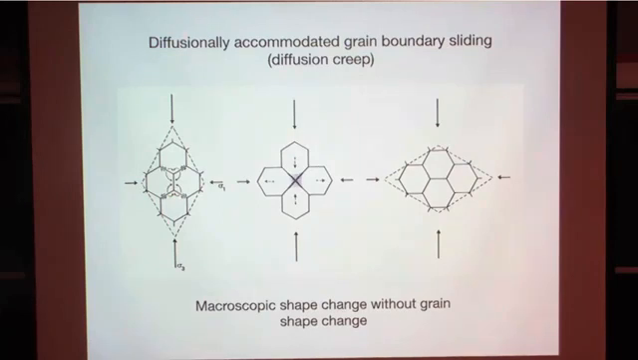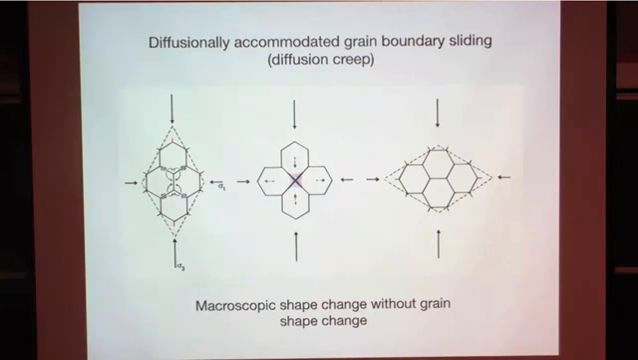So here you have this diffusionally accommodated grain boundary sliding. That's the proper term for diffusion creep, right? You have diffusion, but if you look at this idealized hexagonal aggregate, you apply a stress here, and while you have diffusion along the grain boundaries, you're also switching, right? So you have this switching event.